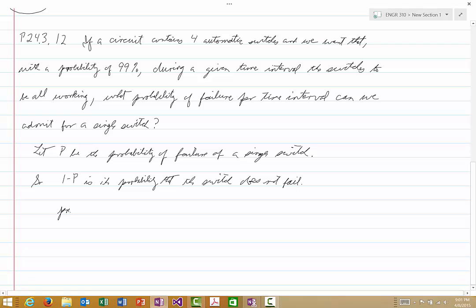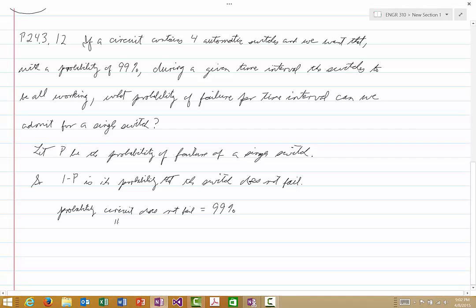Probability that the circuit does not fail. Well, we already know that we want that to be 99%. But let's think now in terms of this variable p that we've introduced. Let's see how the probability that the circuit does not fail is related to p.